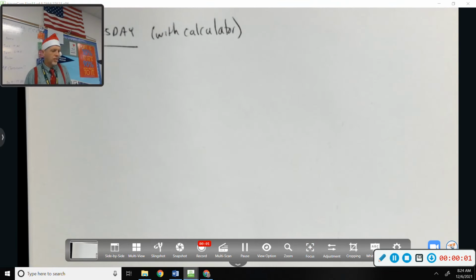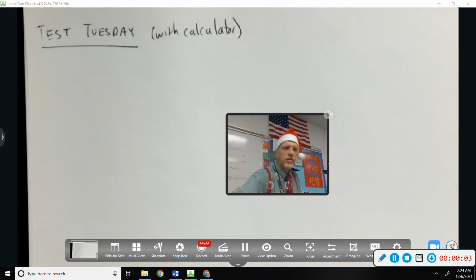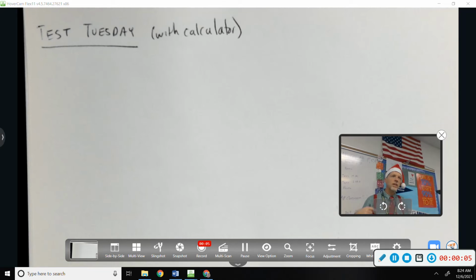Got it right next to me here. Test is tomorrow. You do get a calculator. Won't help you on most of them. In fact, at the top it says a calculator is required for some of these problems. So you'll have it when you need it, but you don't need it. I would say you don't need it often.